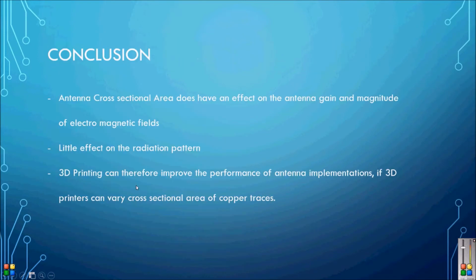In conclusion, the cross-sectional area does have an impact on the electric field produced by the antenna. Specifically, the magnitude of the electric field appears to be greater when a cylindrical cross-sectional area was used. It may therefore be possible that 3D printing can improve the antenna gain, but not necessarily the radiation pattern.